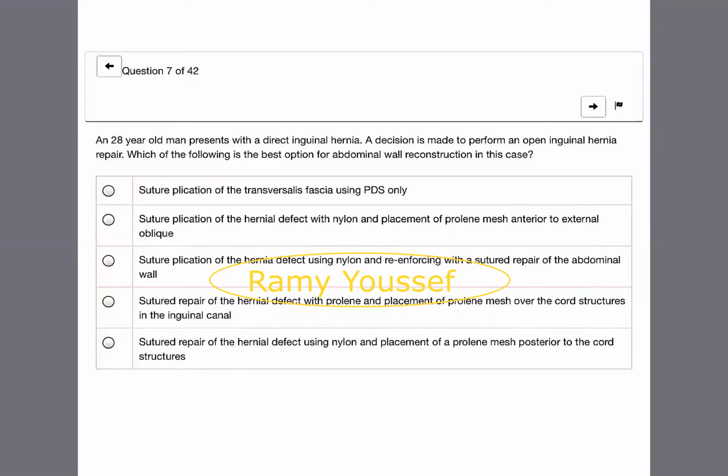It's a direct inguinal hernia. Open inguinal hernia repair. The best option, I'm thinking, there will be a mesh repair. I'm not really sure of my answer, but let me go with B, but I'm not sure.